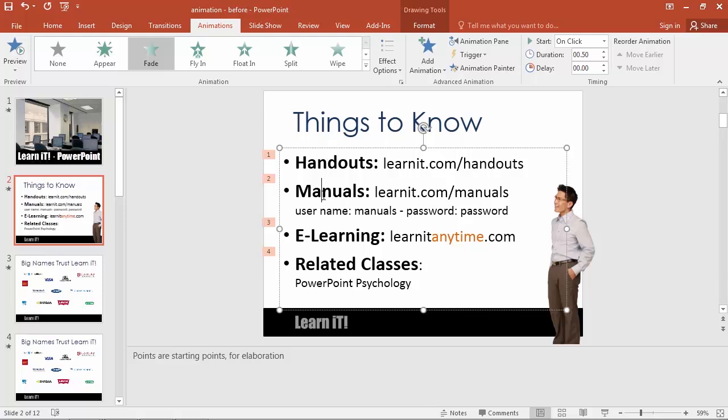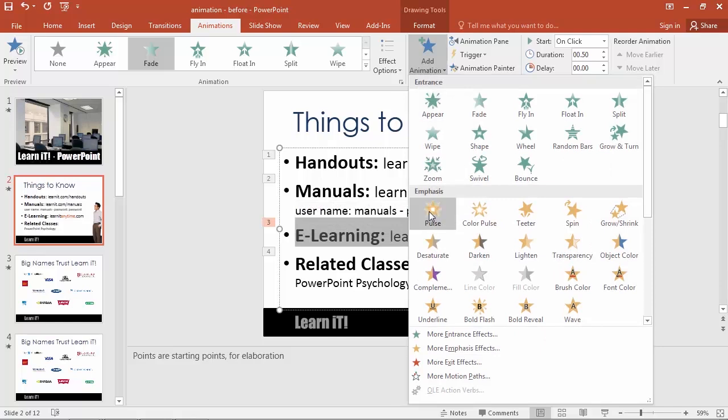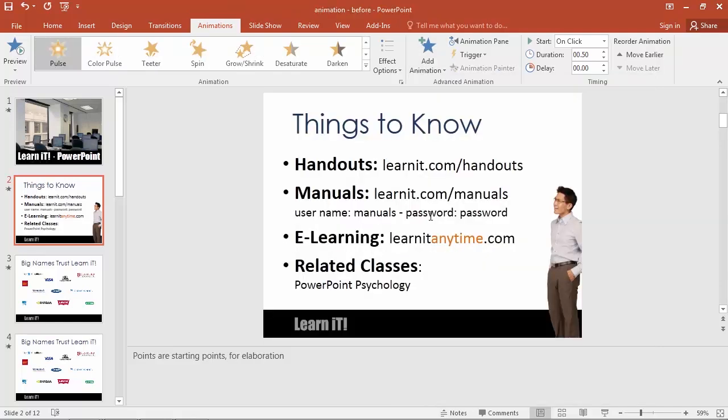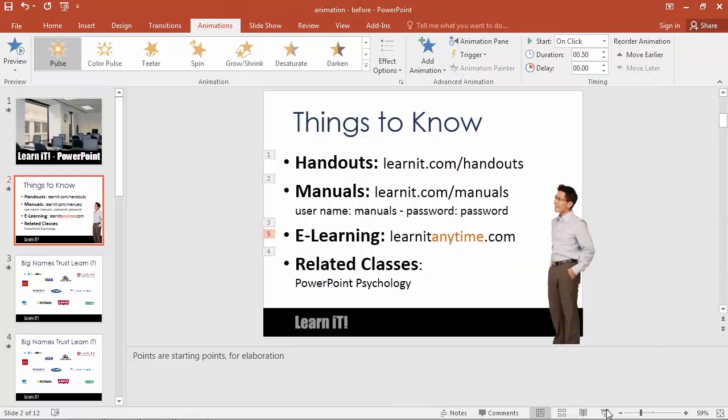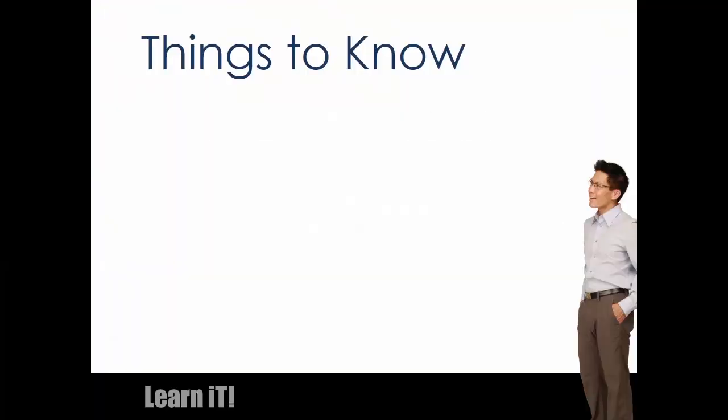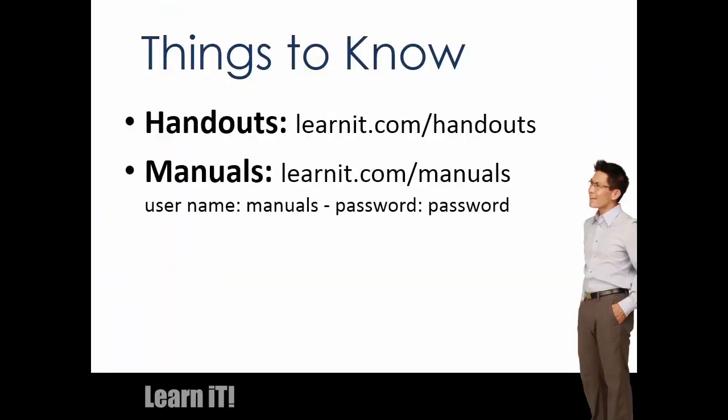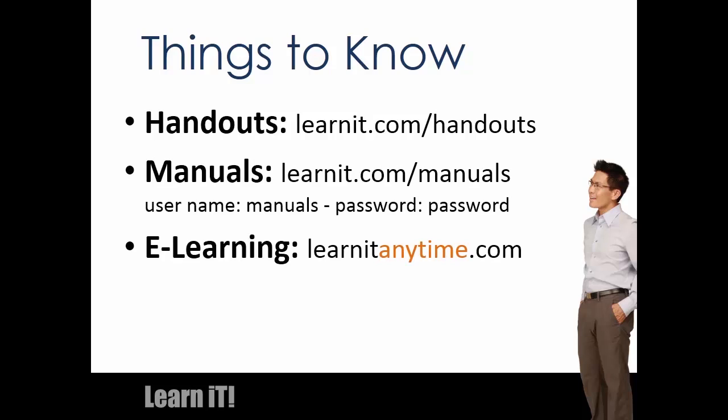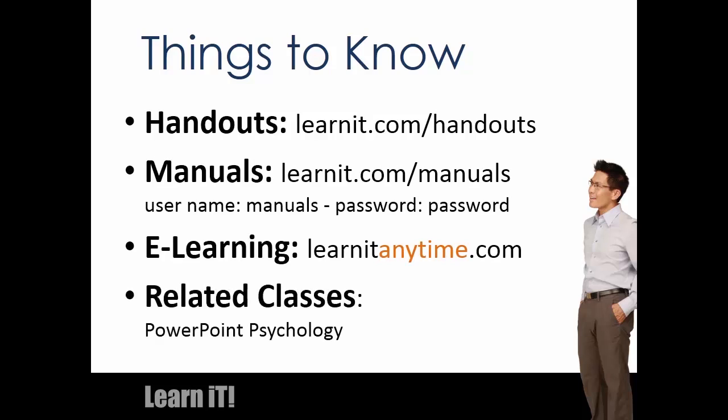Now I already animated these in 1, 2, 3, 4. You see 1, 2, 3, 4? If next I want to come back to e-learning, I'm going to highlight that so it'll do just that one, and go up to add animation, and maybe I'll have it pulse. Ooh. Now when I play, you'll see I can talk about the handouts and the manuals and the e-learning and the related classes. And I can say, okay, wait a minute, guys. Let's back up and talk about e-learning for a minute.